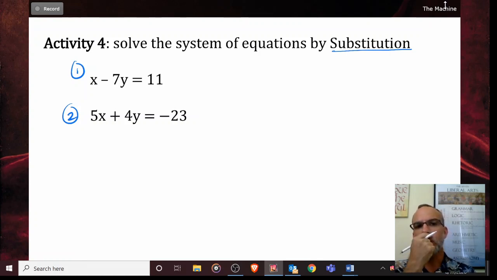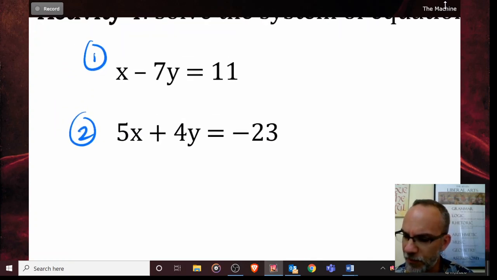Let me do something with number 1. I noticed that on number 1, the coefficient on x is 1. Now, I don't normally write 1 there. If you do, it's not technically wrong, but I will laugh and call you a newbie. So don't do that. But it's not technically wrong if you do.